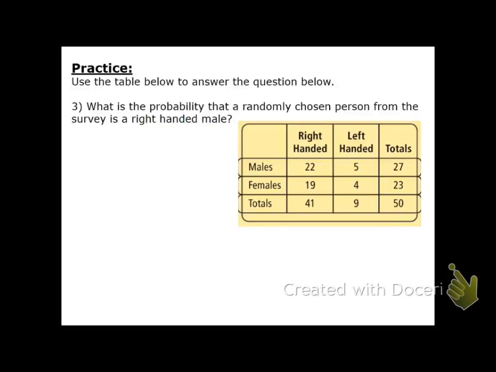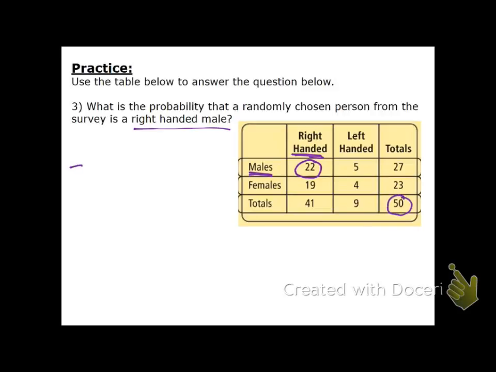The next problem states, what is the probability that a randomly chosen person from the survey is a right-handed male? So our key words in this case are going to be right-handed and male. So we look at the right-handed males and we find that we have 22 total right-handed males. And then the total number of participants in the survey was 50.